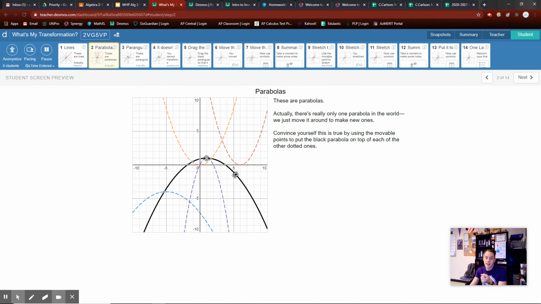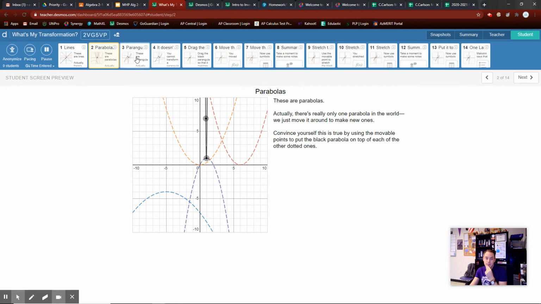So if I move that, I can make it skinny like this, or I can make it really, really fat like that, and that is technically a parabola. Okay, that's a parabola, even though it's fat. Fat parabolas are parabolas too, same thing as skinny parabolas. I can make it really, really skinny. Skinny parabolas are parabolas too.